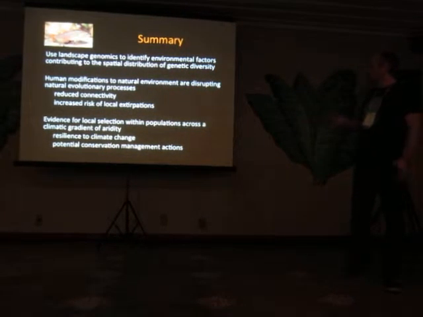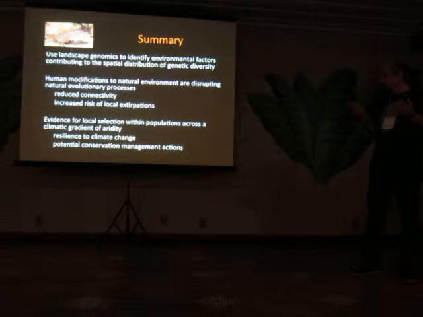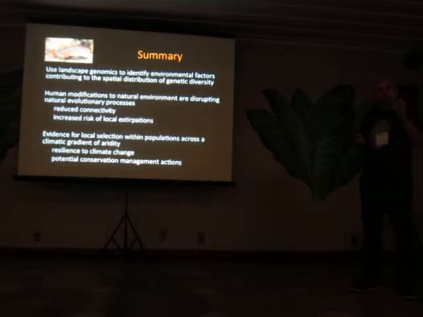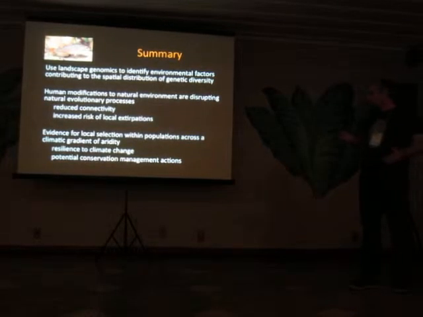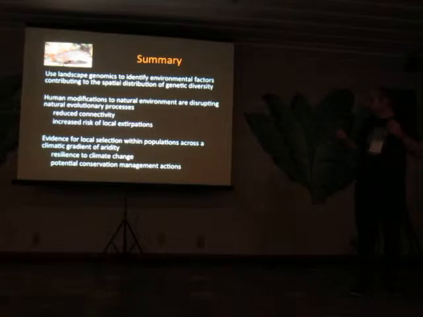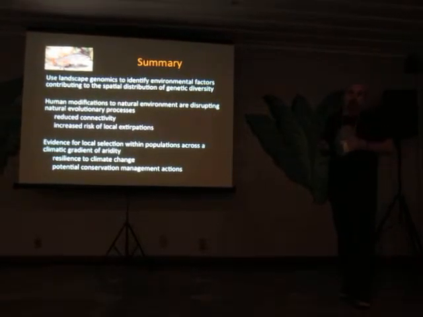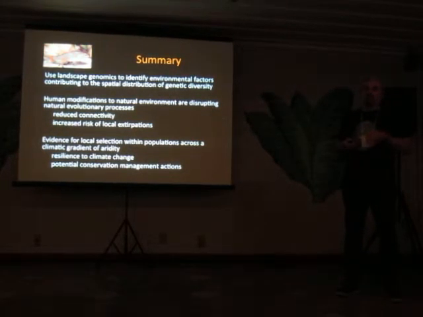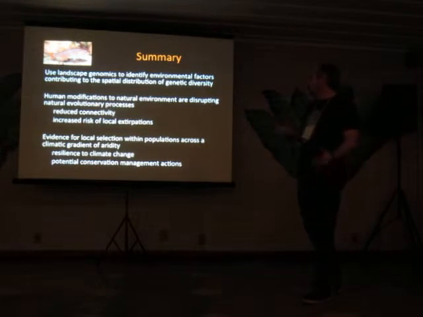And the other thing is we have evidence for local selection within populations across a climatic gradient. This has implications in the future, thinking about climate change. The arid region is expected to keep encroaching further to the east here. And thinking about which populations might be resilient to that change, and even thinking about conservation management, they're already considering translocations among some of those populations, and maybe having an idea about which source populations might be best is something that we're looking into as well.